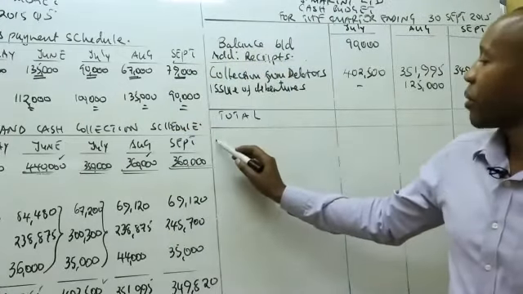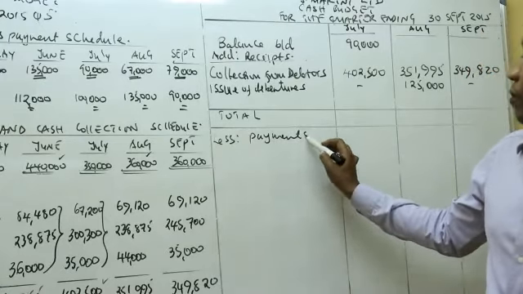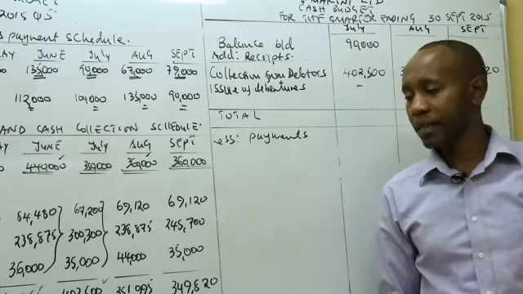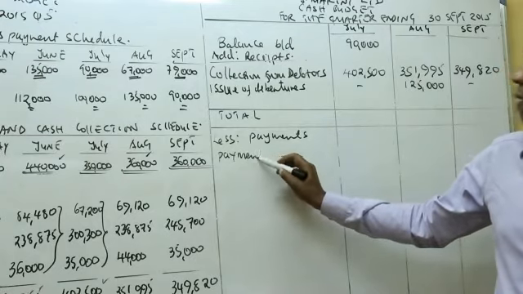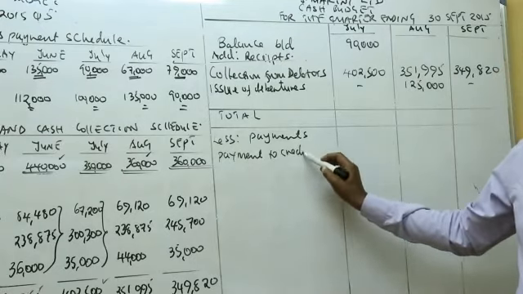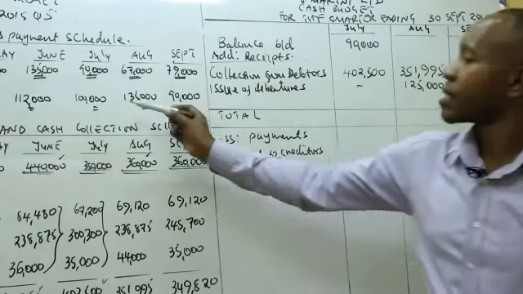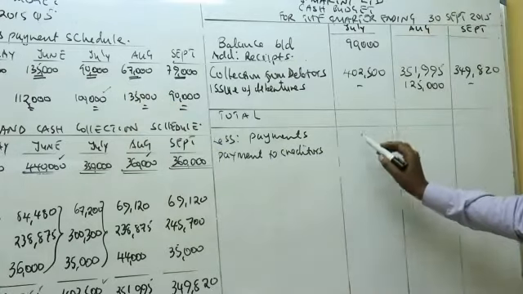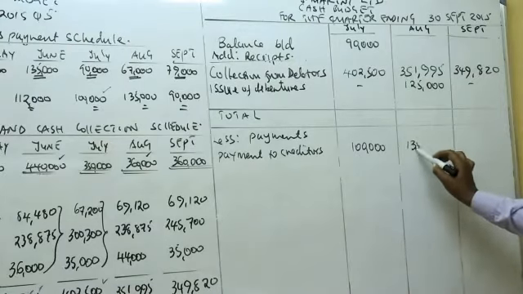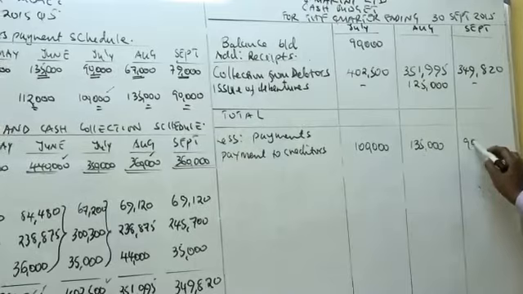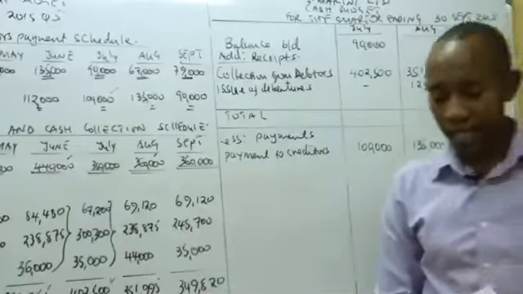Let's analyze the payment. So we say less payments. So the first one here, we have payments to creditors, and creditors starting from July will be 100,000. Next is 135,000, and next is 90,000. That's how we are paying our creditors.